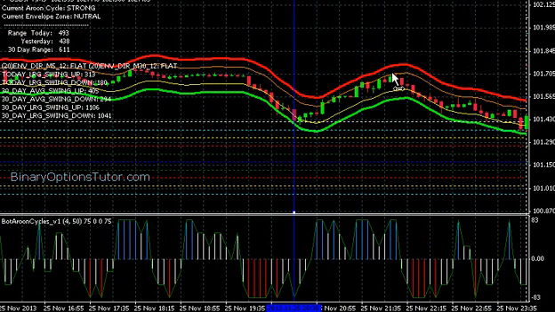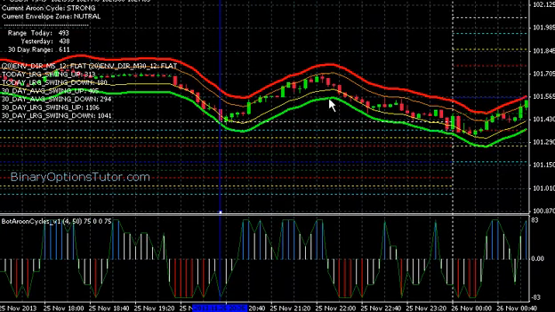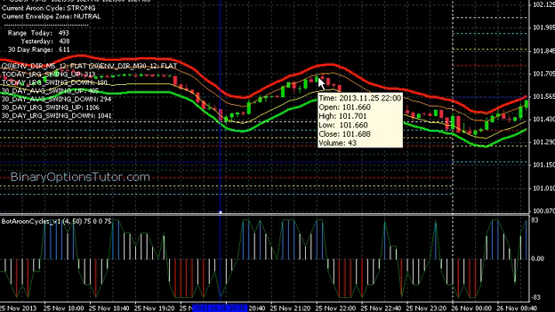and obviously since we broke it, that line, as we covered before in the previous video, that line of resistance now becomes our line of support, and we bounced off that line, as it was our line of support.